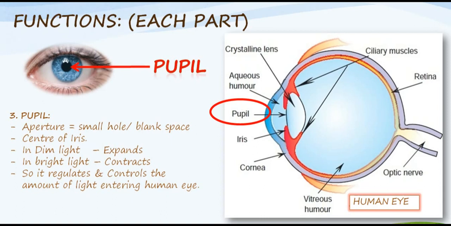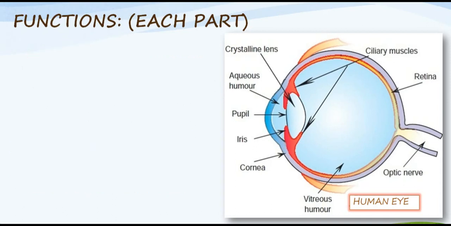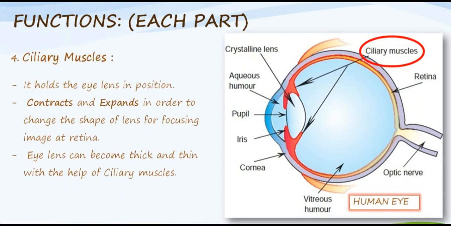So we can say that it regulates and controls the amount of light which enters the human eye. Clear? So light first goes in cornea, gets refracted, then it goes to this aperture which is called pupil, and who controls this pupil? That is iris, that is the coloring portion. Clear? How is it controlled? It expands and contracts according to the requirement. Clear? Moving on to the next, that is ciliary muscles.